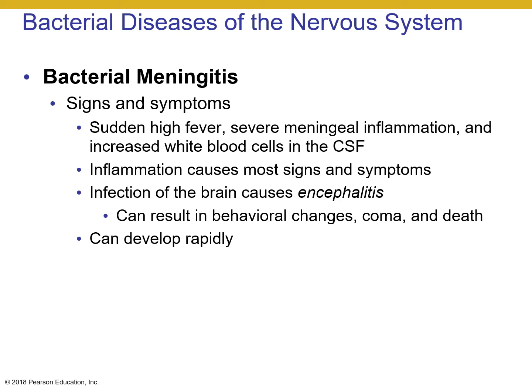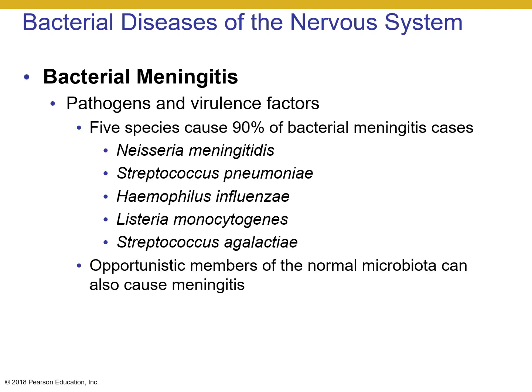The infection of the brain itself, the brain tissue itself, is called encephalitis. And this can be a byproduct of bacterial meningitis. With encephalitis, you could see coma and usually death. Bacterial meningitis develops very rapidly.